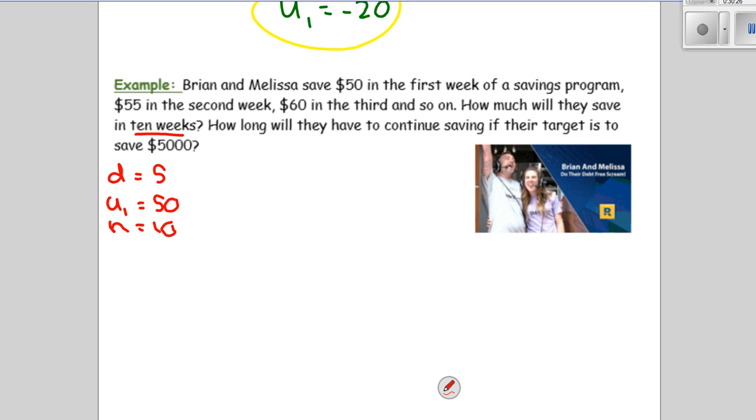So what we're doing first: how much would they save in 10 weeks? Christy, you were talking about the first one. They want the S of n. Do we know the final term in that one? No, we don't. It's one we could work out easily, but having to add all the time is annoying. So we can use the long version of the formula instead.